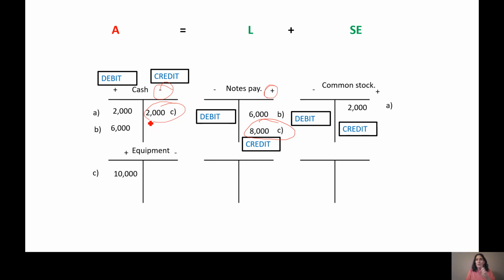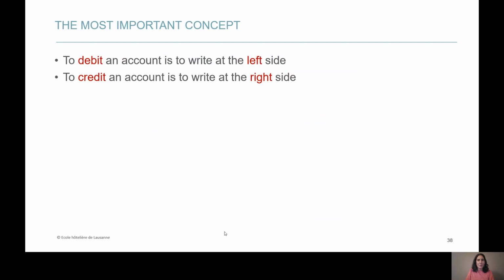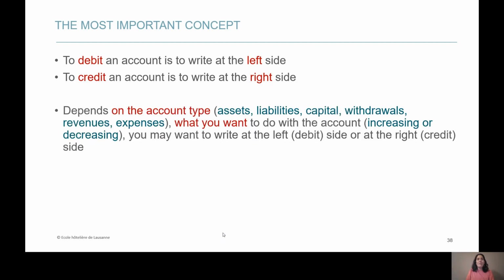To debit doesn't mean more, doesn't mean less. To debit only means that you write the amount on the left-hand side. To credit doesn't mean more, doesn't mean less. To credit an account means only that you're going to write the amount on the right-hand side of the account. Sometimes to debit means more, sometimes to debit means less. The same applies for to credit. It depends on what type of account you're dealing with. If you're dealing with an asset, to debit will have a different meaning than if you're dealing with a liability. So this is something that you need always to remember.